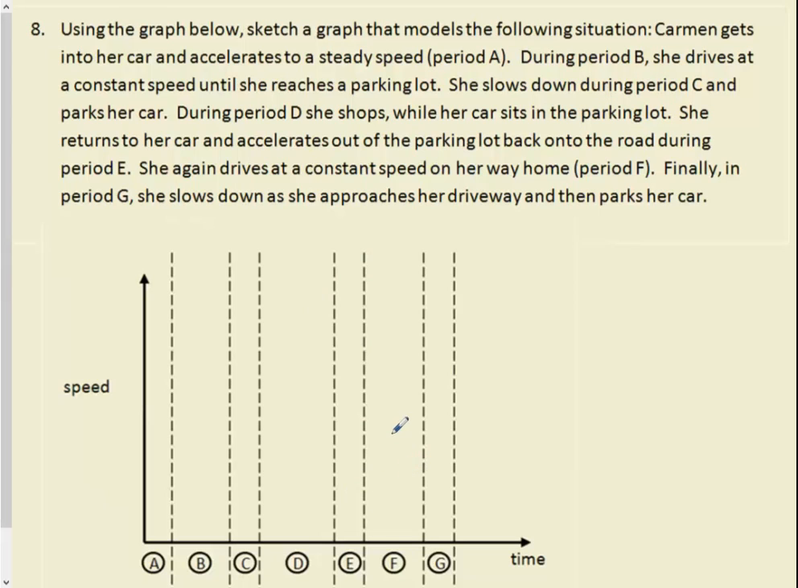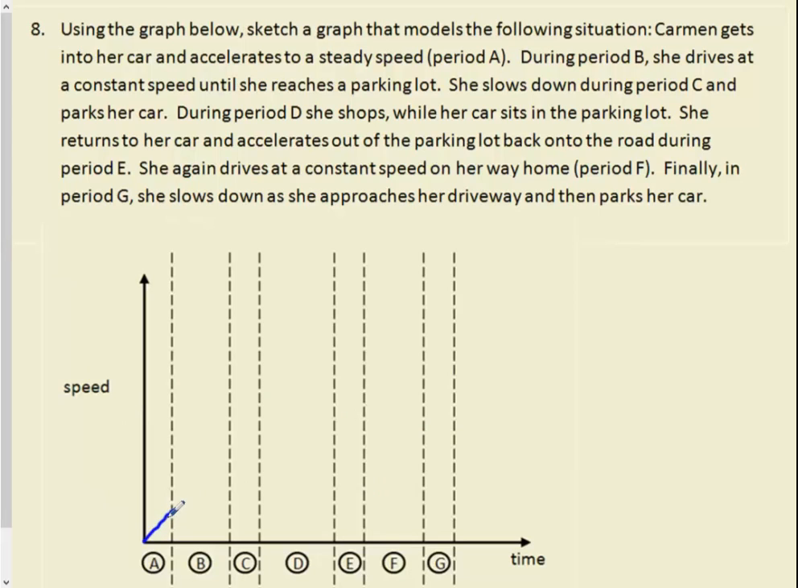She's really lucky here. There's no traffic lights or stop signs or anything. Just drives at a constant speed all the way home. And then during period G, she arrives home, she slows down and parks the car. And so we want to draw a graph here to show that situation where over the course of time we're following her speed. So during period A, she accelerates. And if we have a straight segment here, that indicates that she's accelerating at a constant rate.